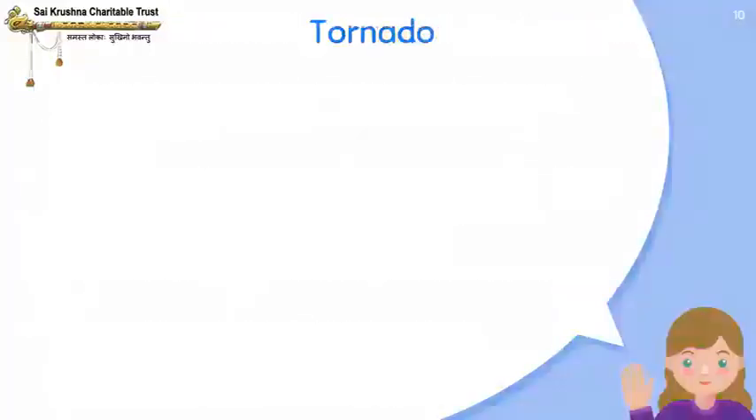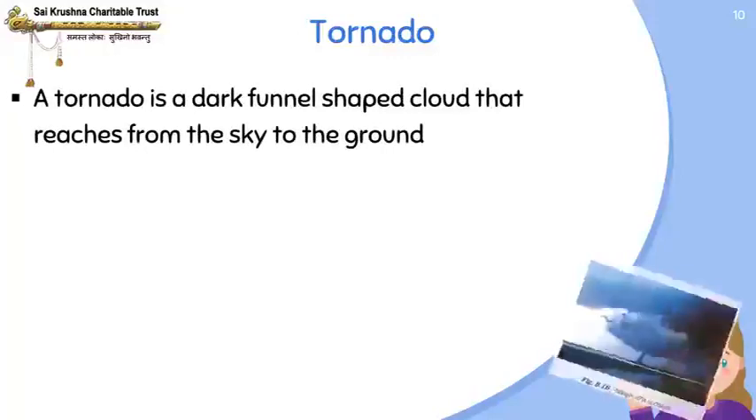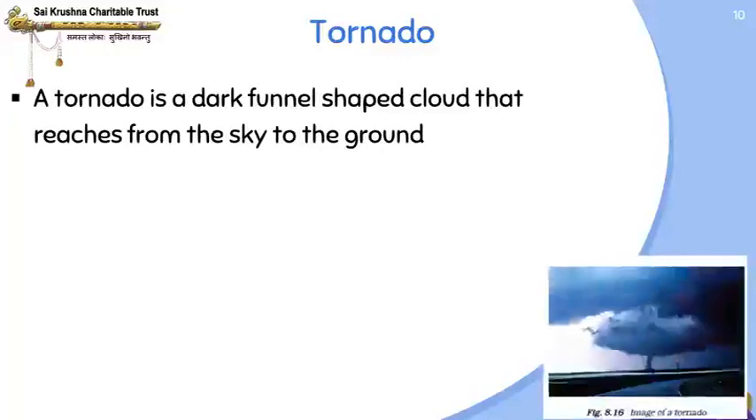Now, what is a tornado? In our country, these tornadoes are not very frequent. So a tornado is a dark funnel-shaped cloud which looks like it is reaching from the sky to the ground. So it looks something like this.